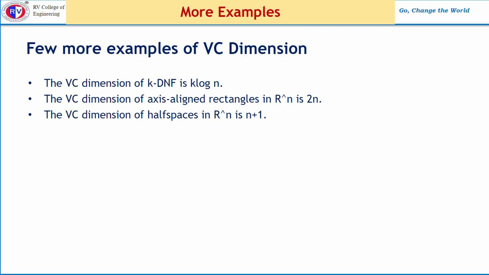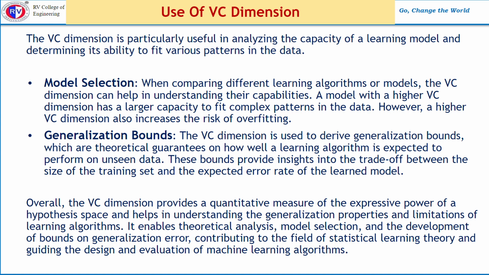We went through the formulas for popular hypothesis classes, which are KDNF, axis aligned rectangles, half spaces, etc. And lastly, we know that it is very useful to estimate the complexity and the capabilities of a machine learning algorithm. So that was all for VC dimension. We went through 3 examples, and thank you for your patience.